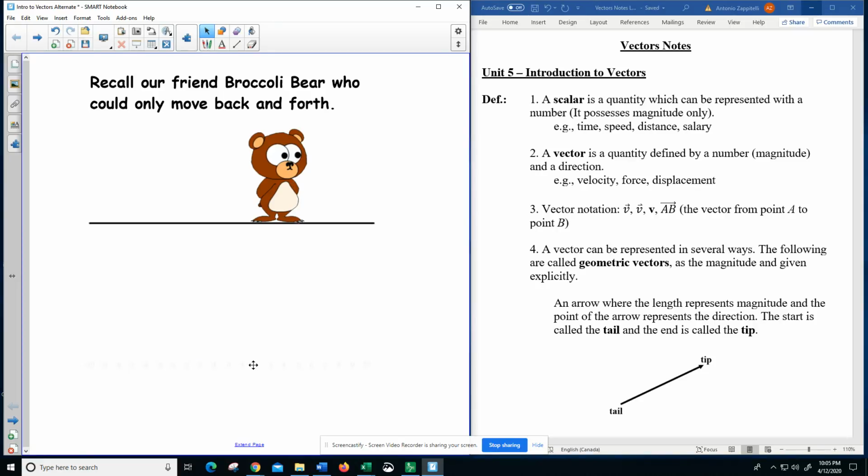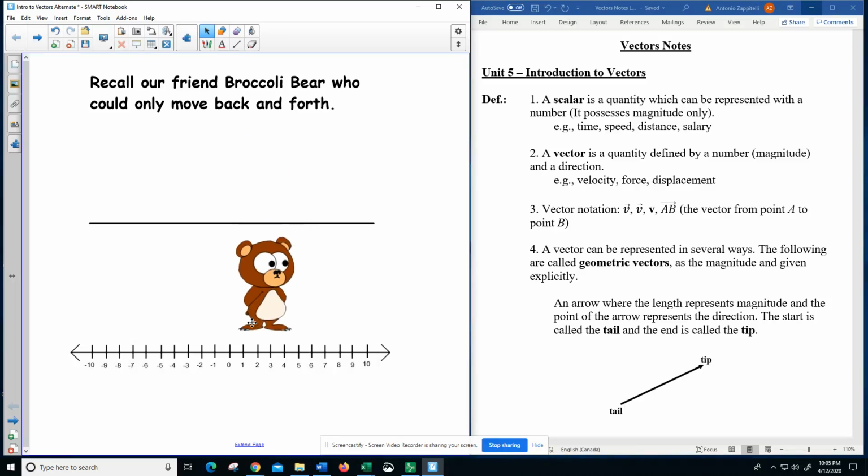And what we did is we used the idea of a point of reference, say an origin, which we could call 0, and numbers on a number line to represent how far Broccoli Bear is from the point of reference. So here Broccoli Bear is, say, 6 meters from the point of reference. At this point here, he's also 6 meters from the point of reference. But if we want to talk about position, meaning not just how far from the point of reference, but in what direction, all we needed to do was use sign. So on this side here, position is positive 6. On this side here, position is negative 6.